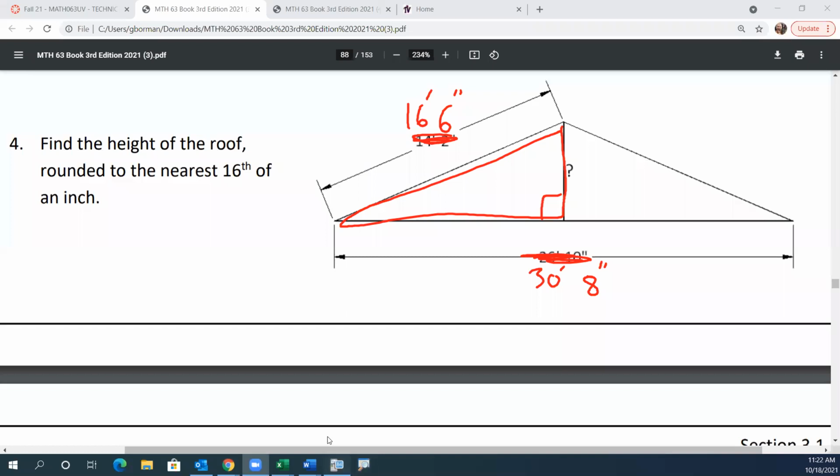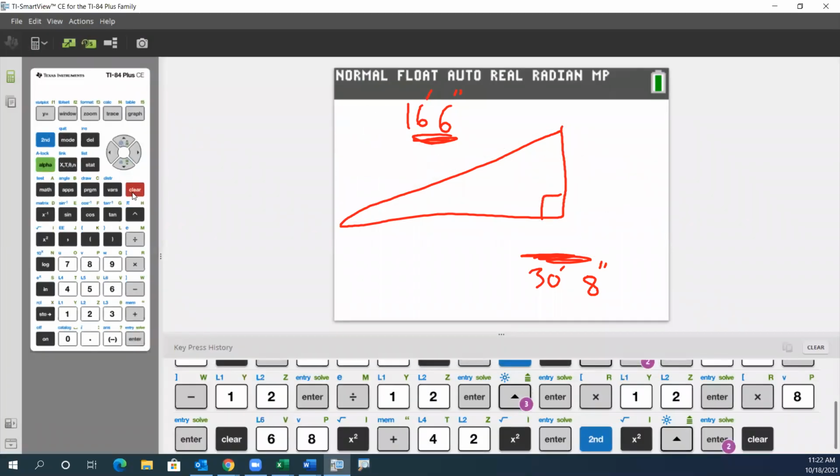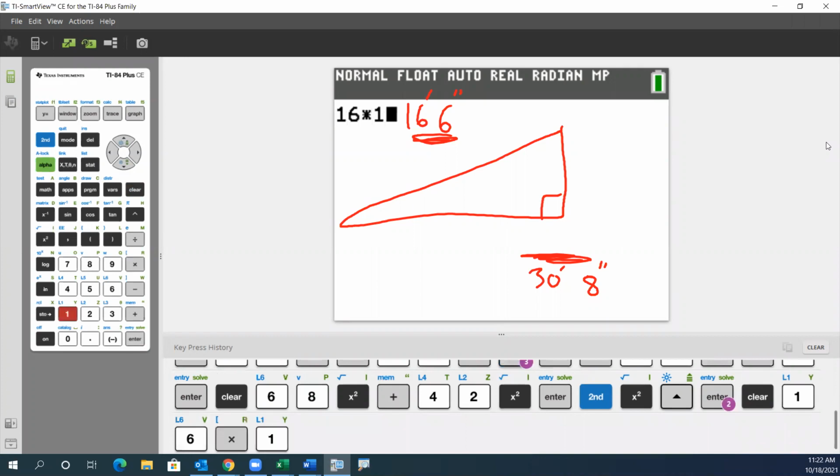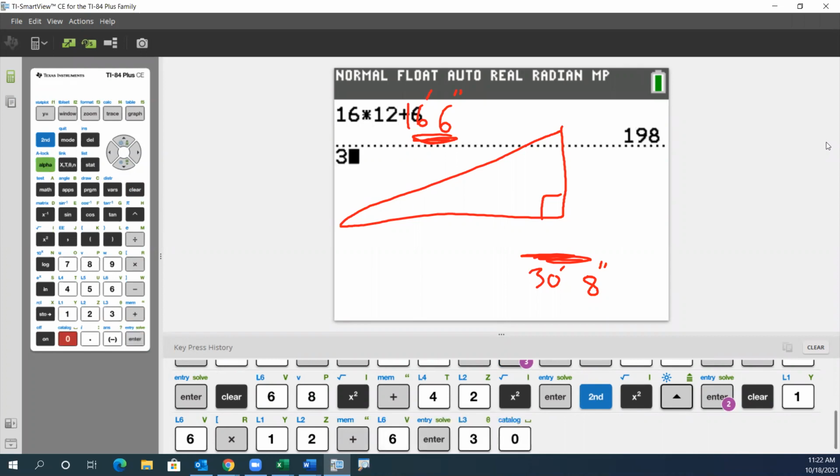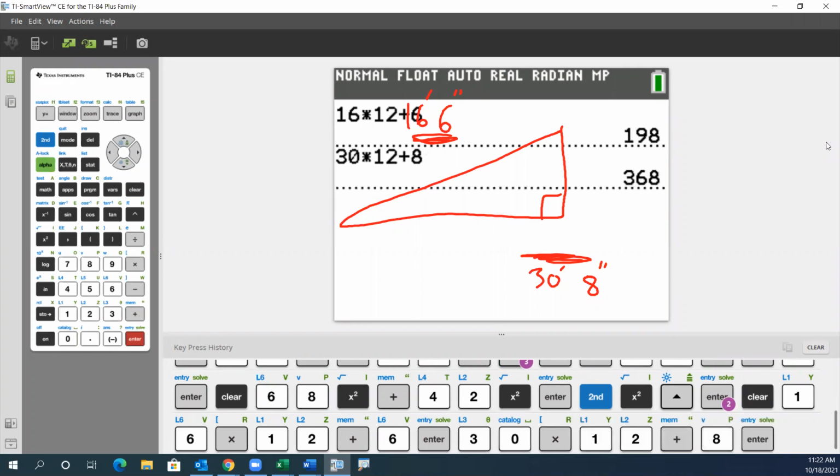All right, so let's make it inches. I'm going to clear that out. We're going to say, all right, so 16 feet at 12 inches each, plus another 6 inches gives us 198. And 30 feet at 12 inches each, plus an extra 8 inches gives us that. So that's 198 inches. And this one is 368 inches.